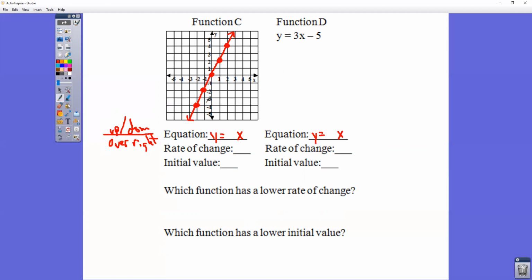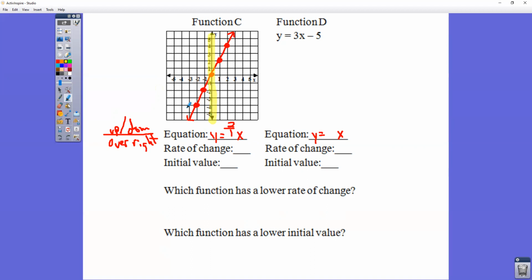So for your rate of change, going from dot to dot to dot, we are going up 2 over 1, up 2 over 1, up 2 over 1. So we can put 2 over 1 as a fraction. Now, technically, do you have to put that as a fraction? Could you just put a 2 instead? Sure, you could.